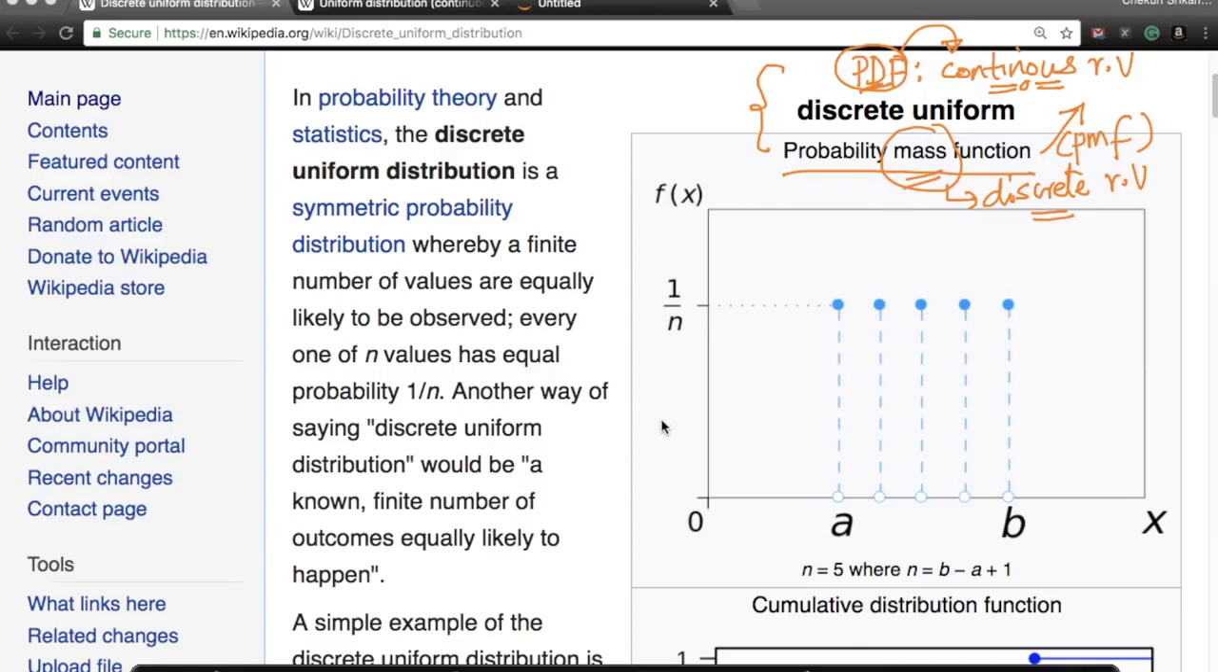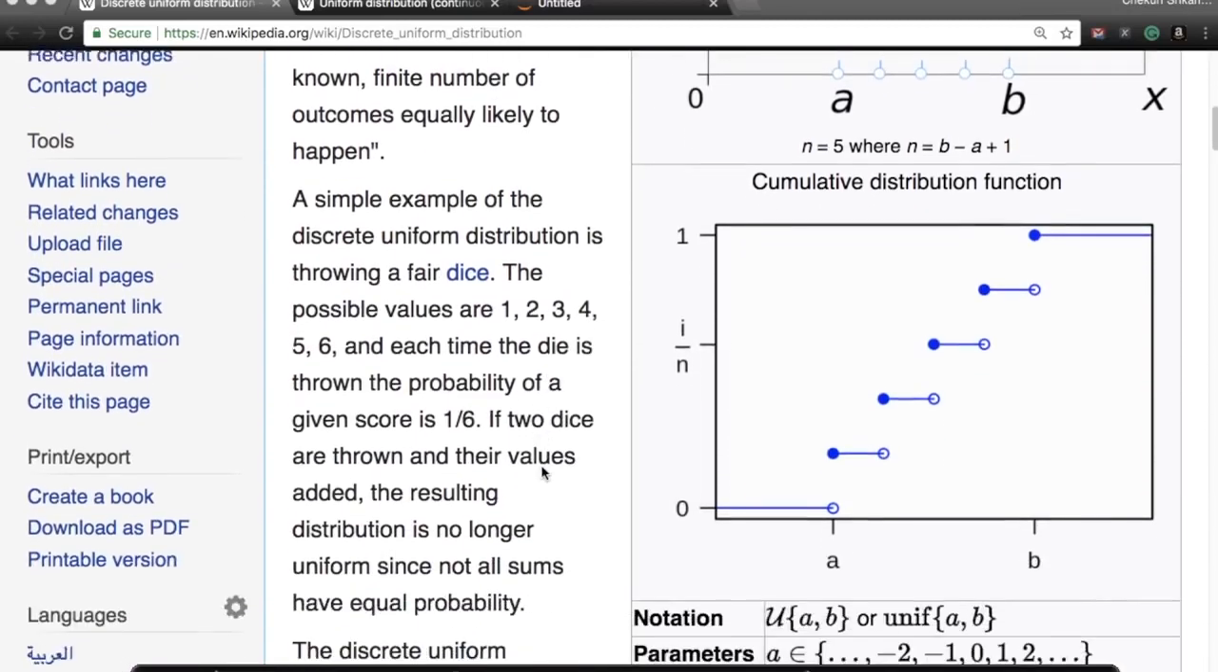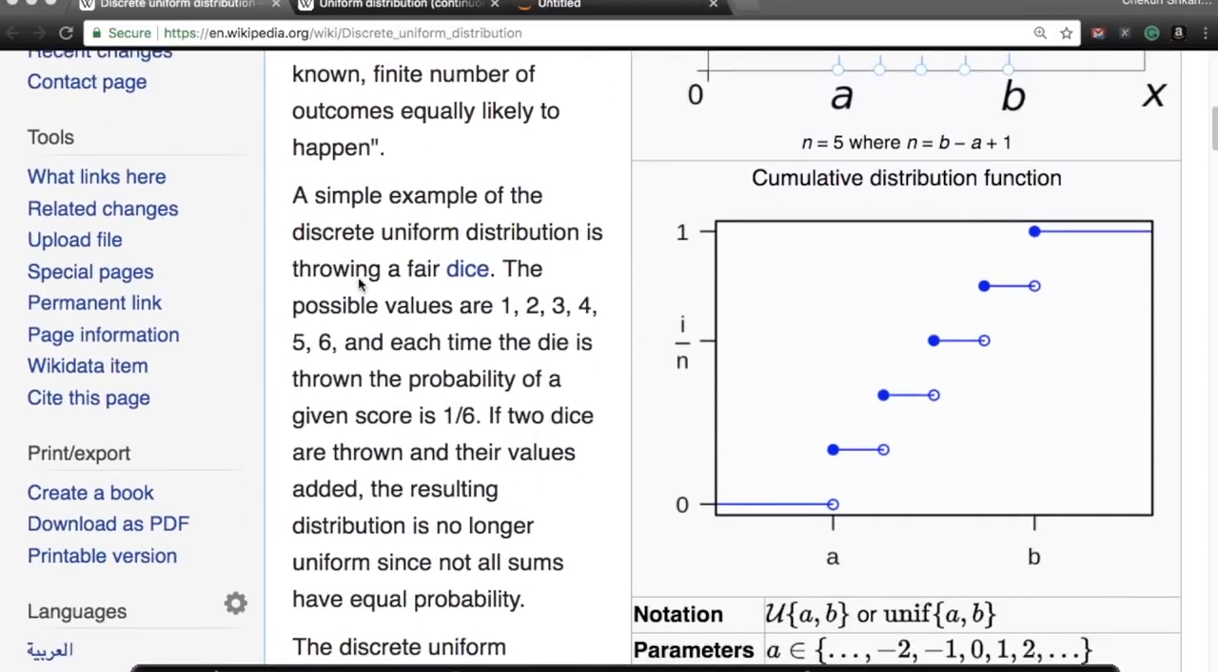Now let's understand what a uniform distribution is with an example. One of the simplest examples of a uniform distribution is throwing a fair dice, of course, that's important. A dice has 6 sides, and when you throw a dice, you can get 6 possible values: 1, 2, 3, 4, 5, and 6. All of them are equiprobable.